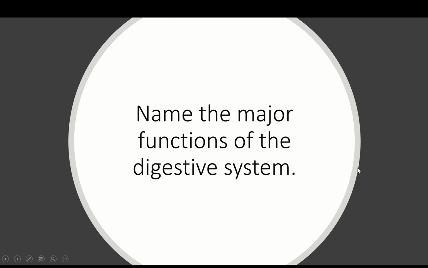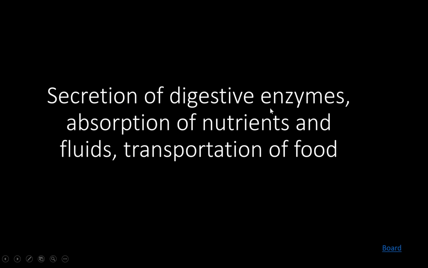Okay, name the major functions of the digestive system. Like I said, there are a bunch of questions that are identifying things, and there are a bunch of them that are just functions of the system that we're talking about, right? So hopefully you can name the major functions, but I'll just give them to you. Secretion of digestive enzymes, absorption of nutrients and fluid, and transportation of food.